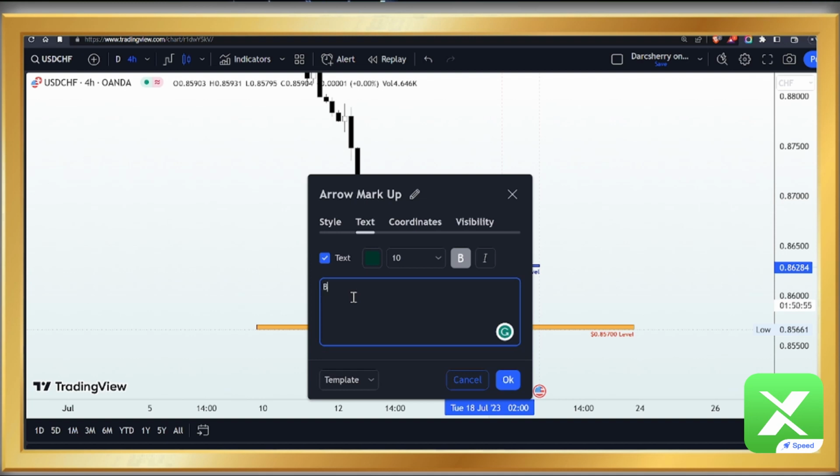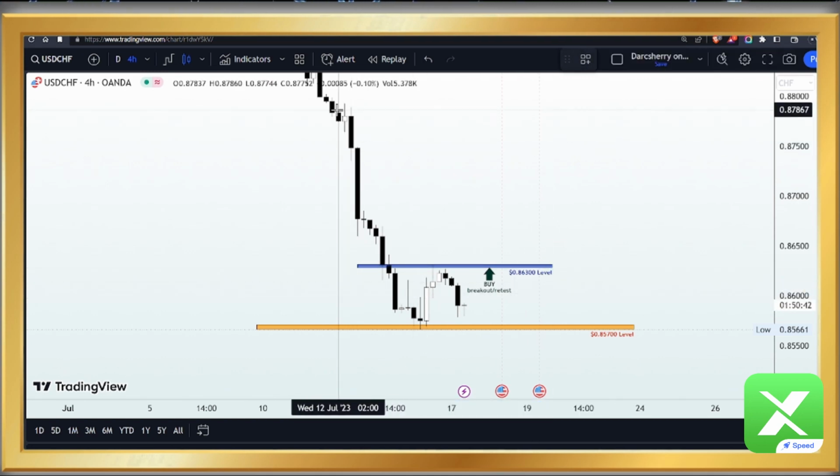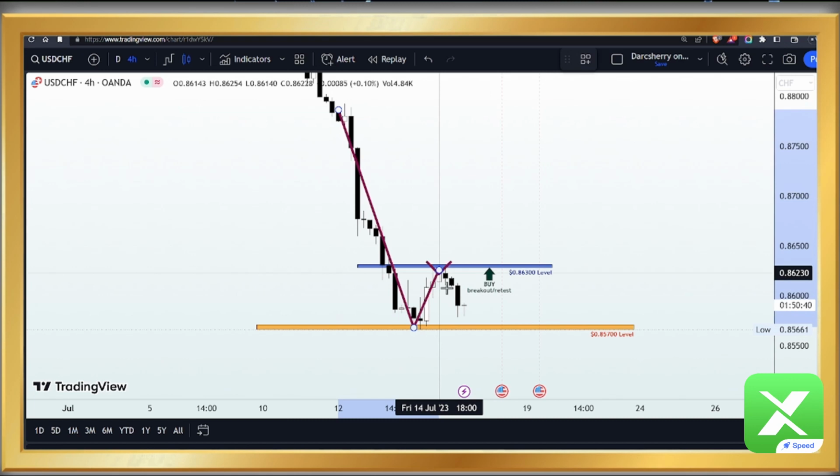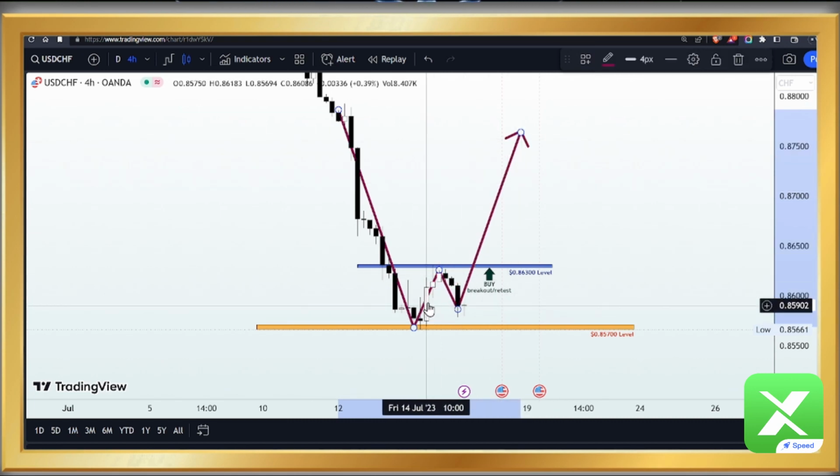So let me label this area. So we're looking forward to a breakout retest of this level to join a bullish momentum to the upside. So that is how we are going to be buying this one. A breakout of this level will have validated this reversal pattern we see here, and then we can join that bullish move to the upside.